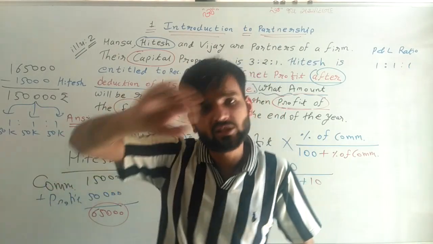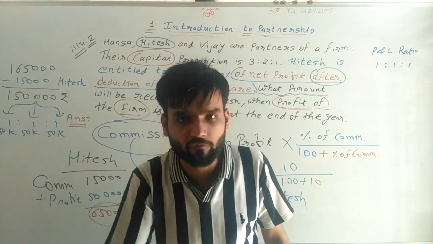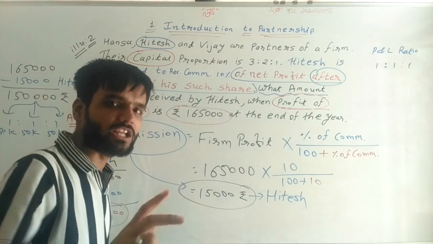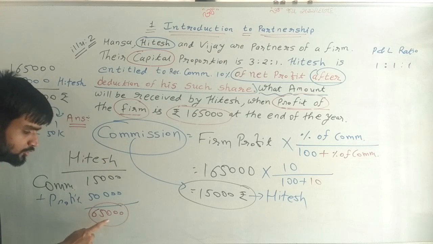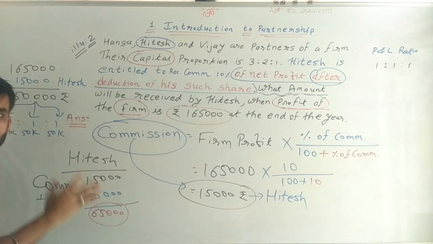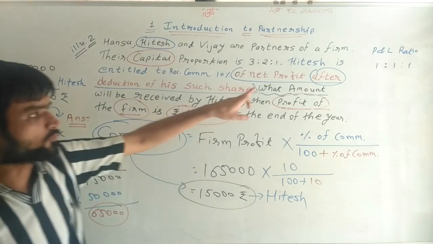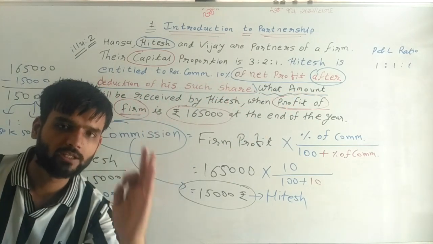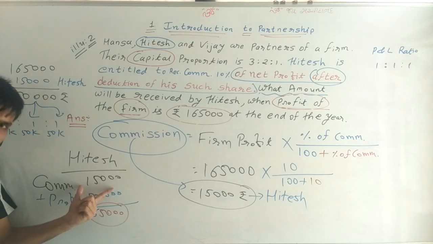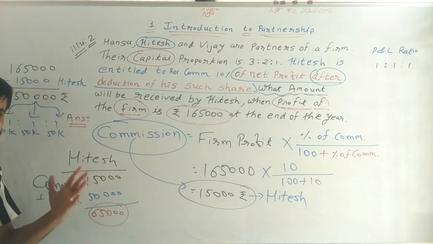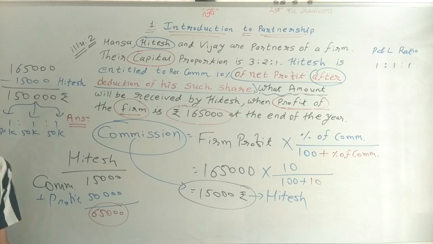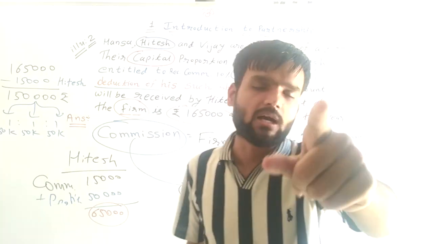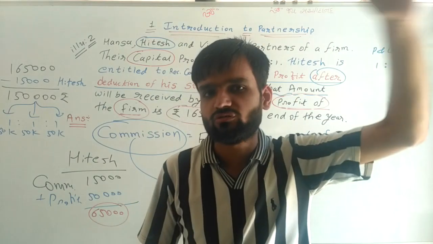So from the firm profit, all the partners received profit equally, 50, 50, 50. But one extra thing: commission of 15,000 was received by Hitesh. So Hitesh received a total of 65,000 from the profit, and that is my answer. What amount will be received by Hitesh? Hitesh will receive 15,000 plus 50,000, total 65,000 rupees. Now, my sum is completed. 3 marks are in your account.